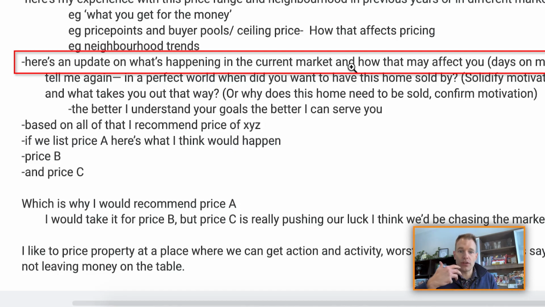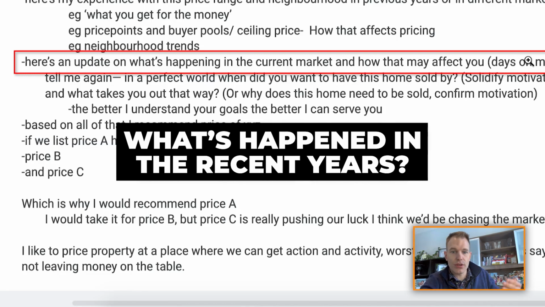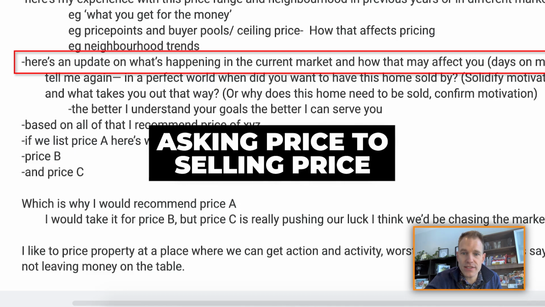Again, an opportunity for you to display your experience and talk about days on market, how they've extended, what's happened in the recent years over the last 2 to 3 to 4 years, if they haven't bought or sold a house in the last 2 to 3 years, and then talk about things like asking price to selling price.